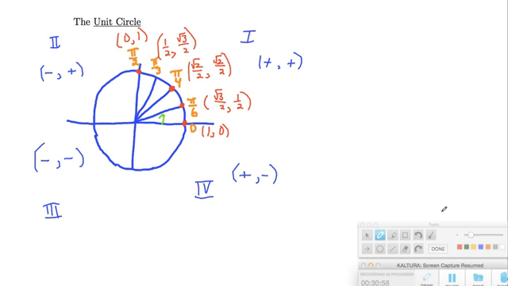Alright, so we'll just refer back to this as needed. If you do have a copy of the unit circle on hand, it's best if you get that out and look at it as we're going through the next examples. Which we'll do right now.